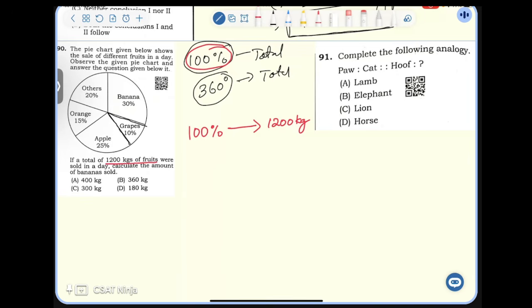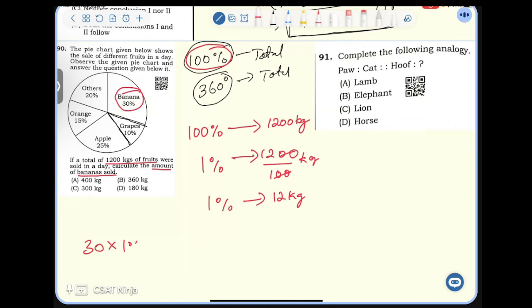But my 1% will be how much? 1200 divided by 100 kg. That means the zeros cancel. 1% is nothing but 12 kg. Now what is asked in the question? Calculate the total amount of bananas sold. How much? 30%. I know 1% is this one. 30% is how much? I'll just multiply by 30, which means 30 into 12. So 3 twos are 6, 3 ones are 3, 360 kg. So the answer here is B. I hope you're following this.